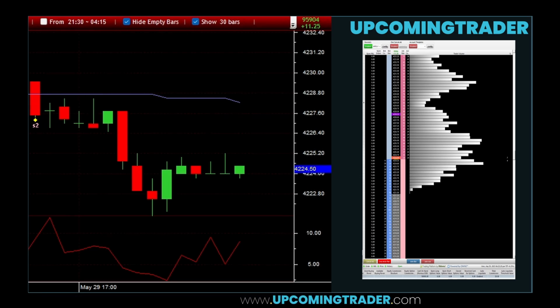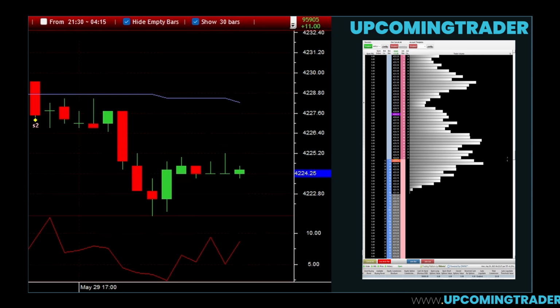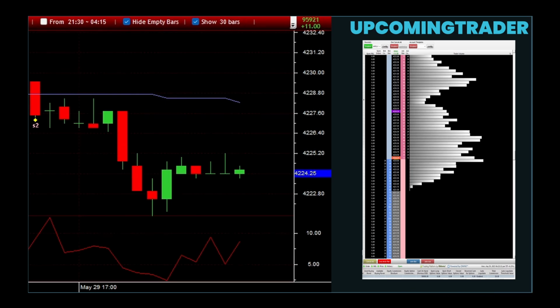A popular approach to using crossovers is combining multiple exponential moving averages of different time frames, such as the 12-day, 26-day, and 50-day exponential moving averages.